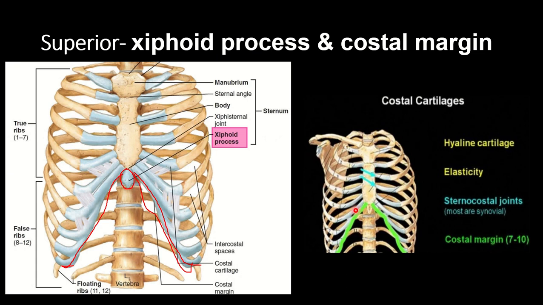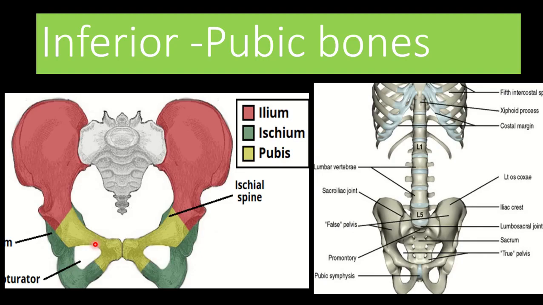In the second picture we can see this projected area. This is called xiphoid process, and the marked area is the costal margin. So the superior part is formed by xiphoid process and costal margin. We can see here from the pictures.